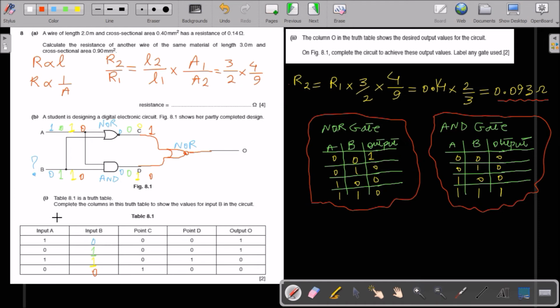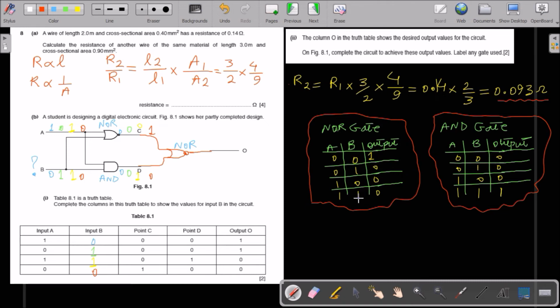Look at this gate, the above one, it is NOR gate. So look at NOR gate. When A is 1, the last two situations, and the output is 0, then B can be 0 and 1. So B can be 0 and 1.